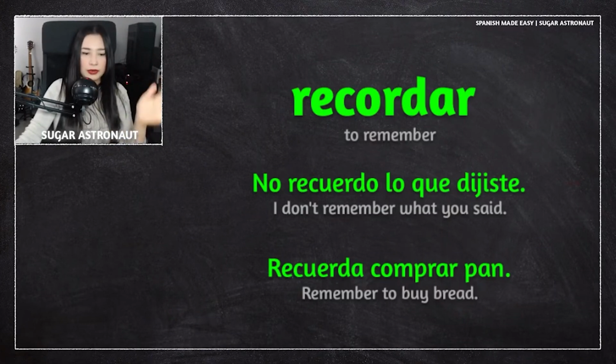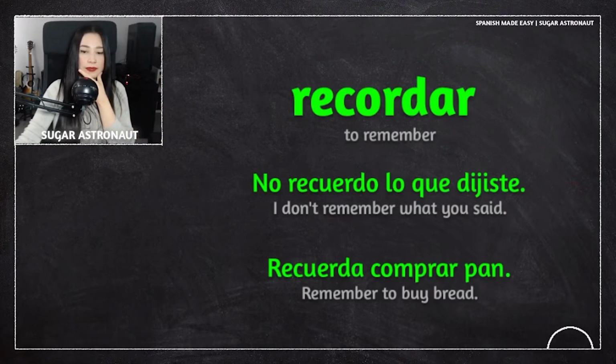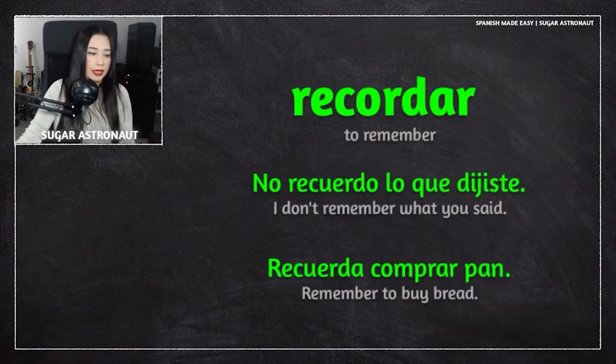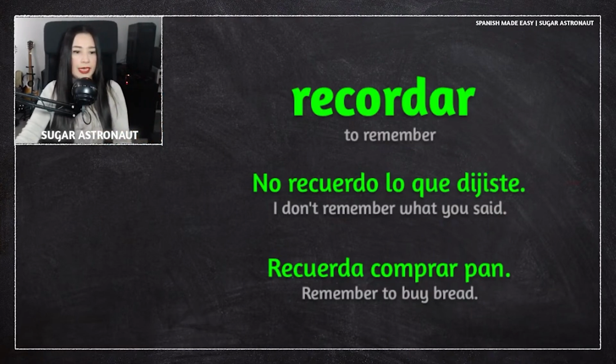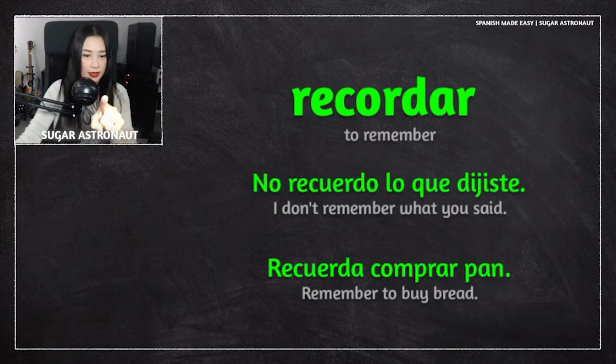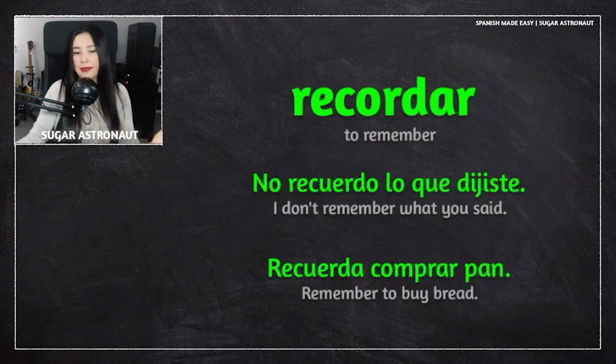You need to go to the store, or the person that you're saying this to needs to buy bread. Okay, go to the store and buy bread. Excellent. Recuerda. Remember. Comprar means to buy, and pan means bread. Very, very simple. Okay.